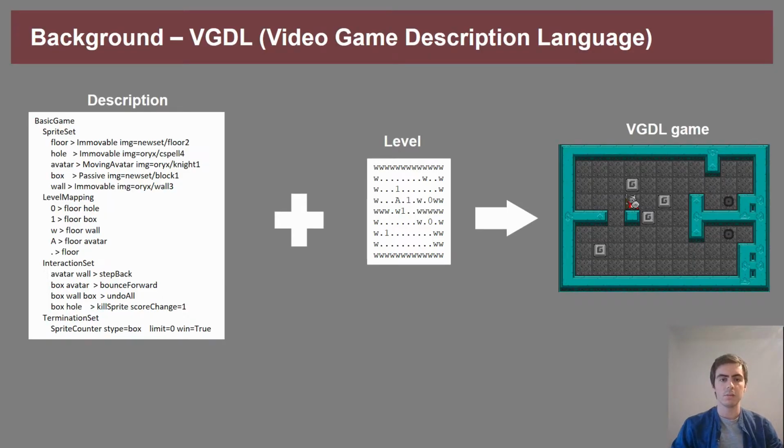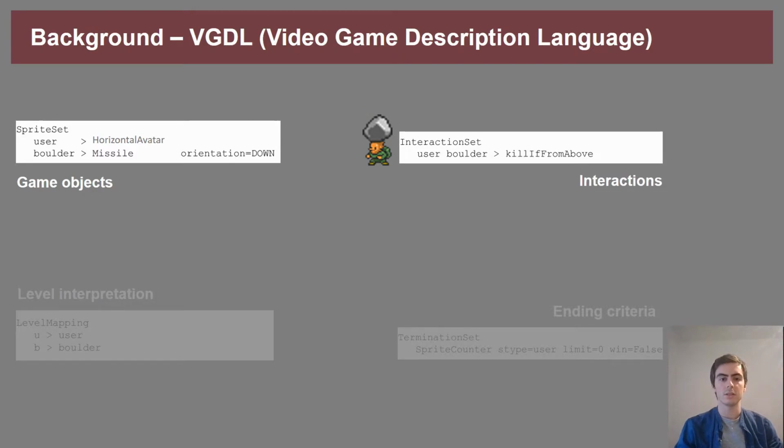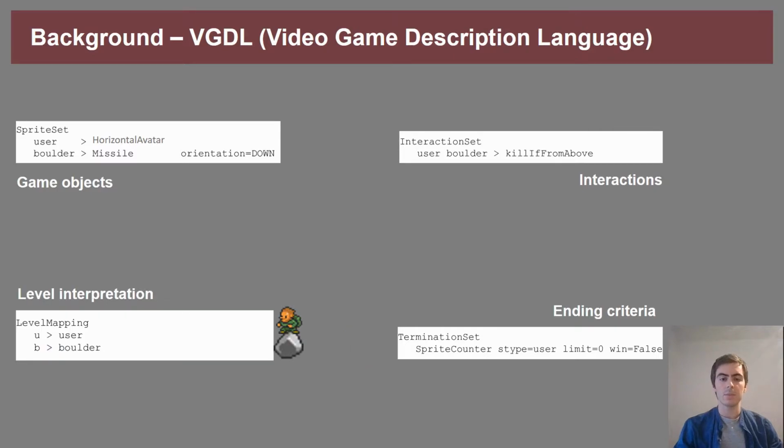First, we have VGDL, a video game description language that is extremely simple but nonetheless expressive. In VGDL, a game is defined by two files, a description of the dynamics and a level map for the game. The dynamics are divided into four parts: a set describing the objects in the game, the interactions between those objects, the ending criteria, and a mapping of how to read a level description file.